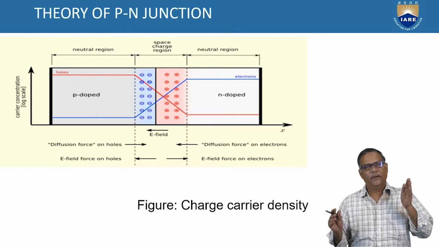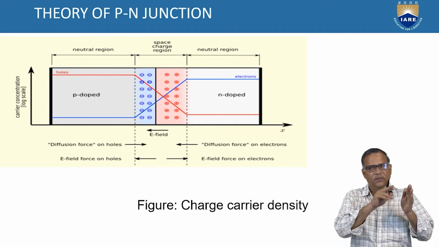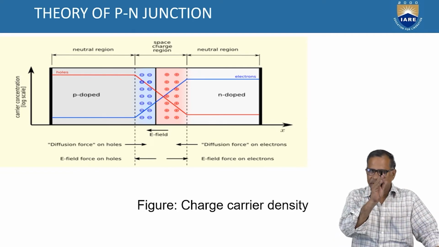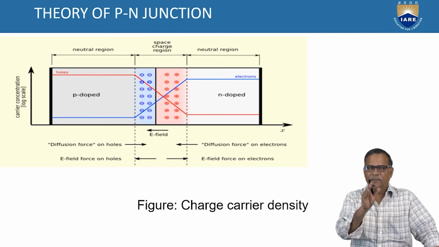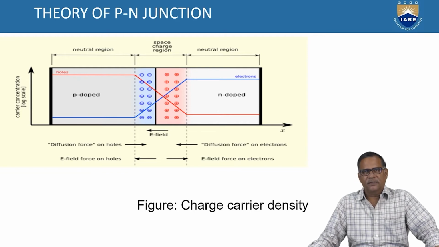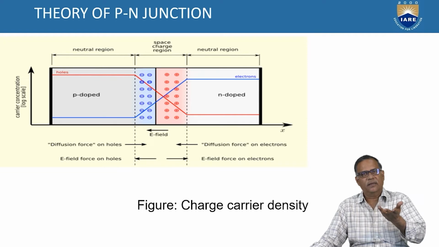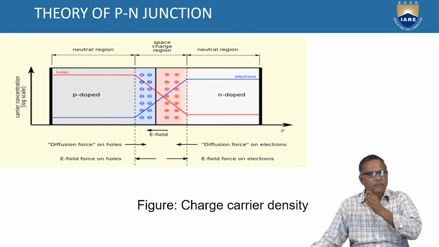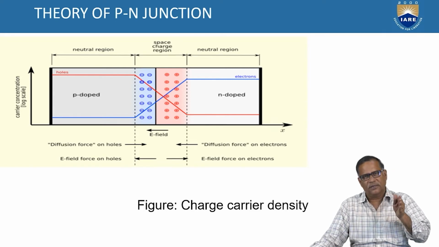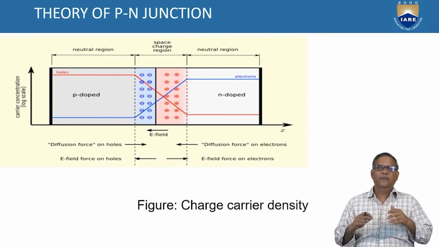On the p side you have more holes, on the n side you have fewer holes. So the hole concentration reduces when you travel from the p side to the n side. Similarly, the electron concentration is more in n-type material because the majority charge carriers are electrons. As you move from the n-type to the p side, the electron concentration decreases.